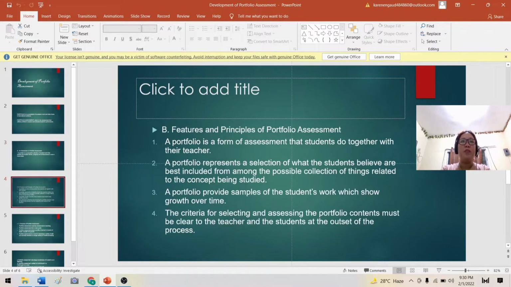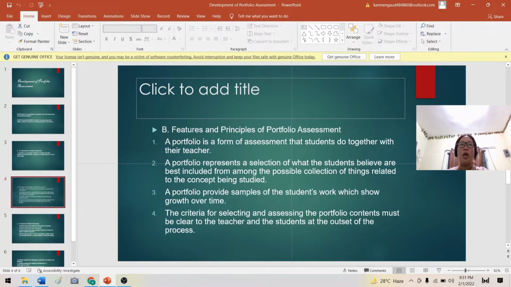Features and principles of portfolio assessment. A portfolio is a form of assessment that students do together with their teacher. The teacher serves as a guide for the students' planning, execution, and evaluation. Both the teacher and the learner formulate the overall objectives for constructing the portfolio.